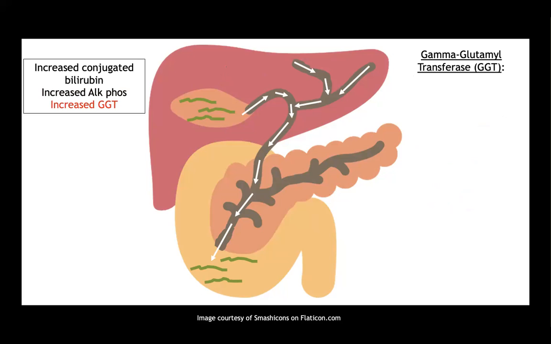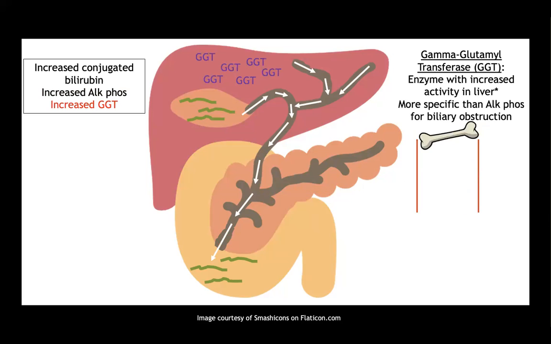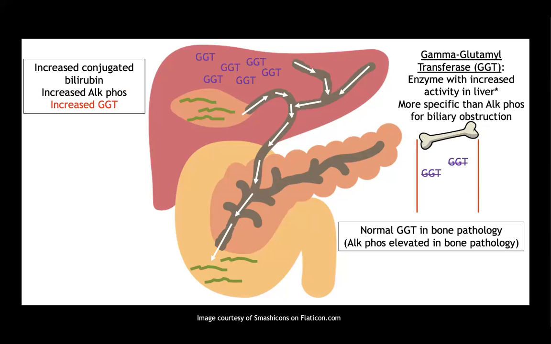On the other hand, GGT is pretty much associated with liver obstruction. So GGT, if there's an obstruction, you'll get a ton of it in your blood. And this time, if you do have a bone problem, you're not going to have elevated GGT. So it's much more specific.